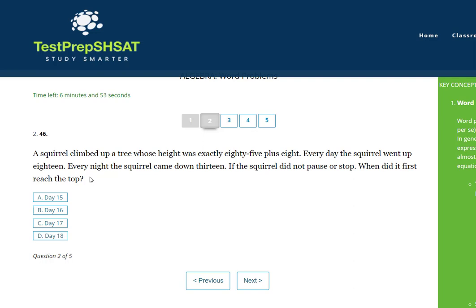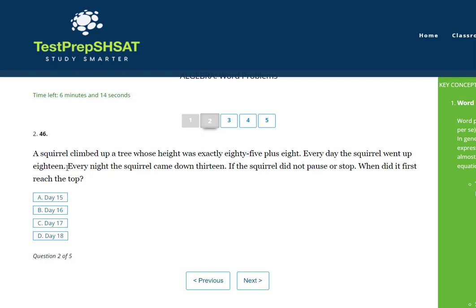Okay, interesting. I can't just take 93 divided by 18 because it comes down 13 every night. So the net change on a given day is 5. So I could say, well, 93 divided by 5 is going to be 18 3/5. So really I have to go 19 full days to get up. But wait, that's not correct either. Because if we're thinking about it, and the test likes to check your logic, I need to go up until the point I'm 18 feet away from 93. What would that be? I would have to get up to 75 feet.